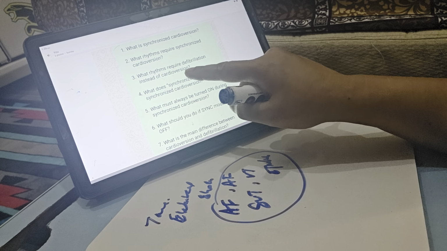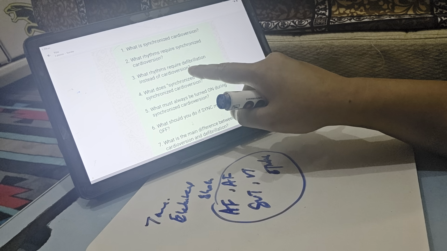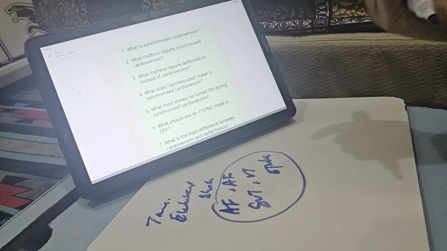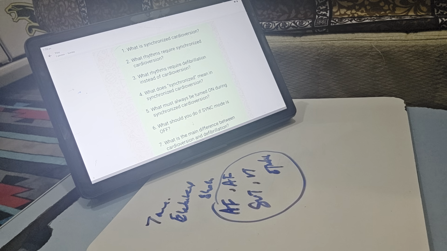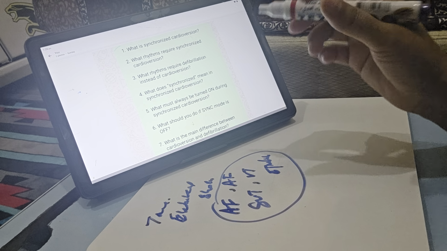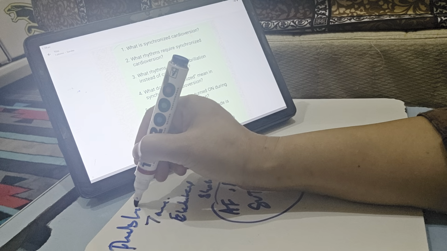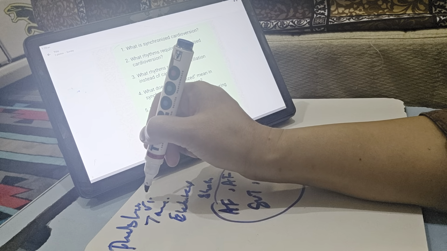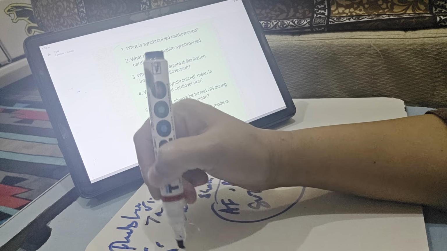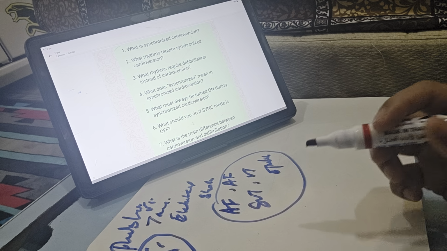Now the next flashcard: which rhythms require defibrillation instead of cardioversion? In which conditions do we use defibrillation and not cardioversion? We use defibrillation for pulseless VTach, meaning the patient doesn't have a pulse, and yes, we also use defibrillation for ventricular fibrillation.